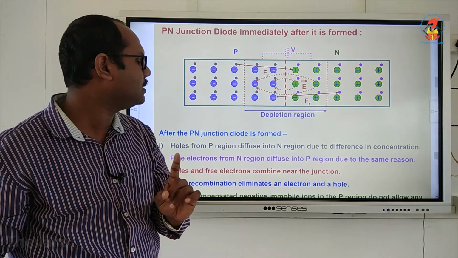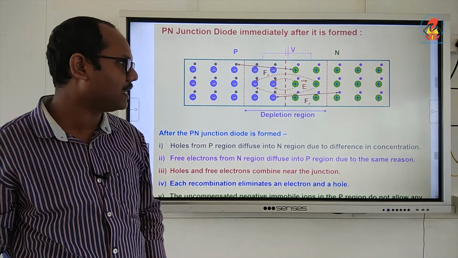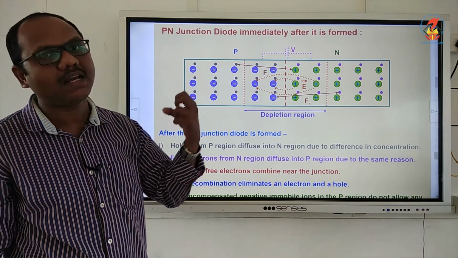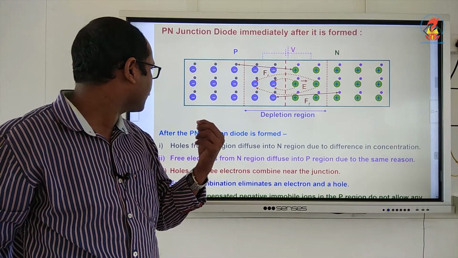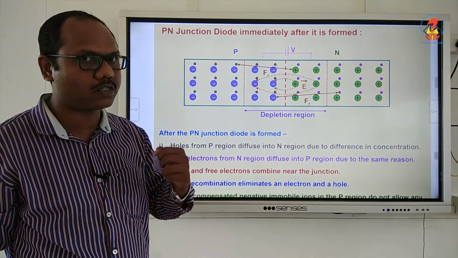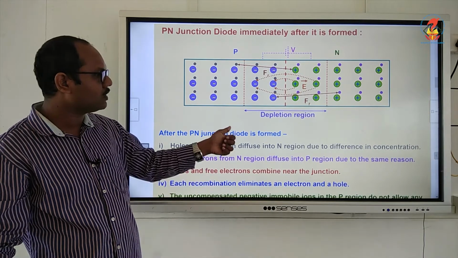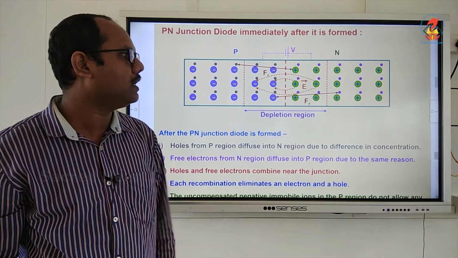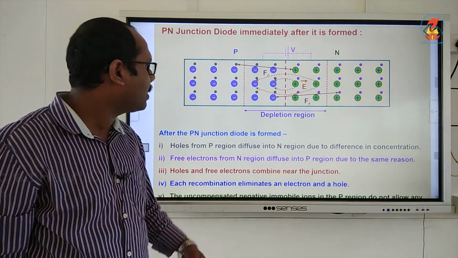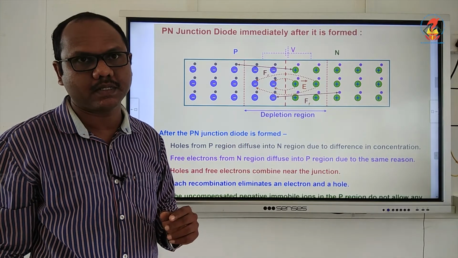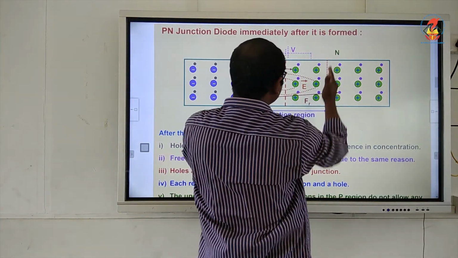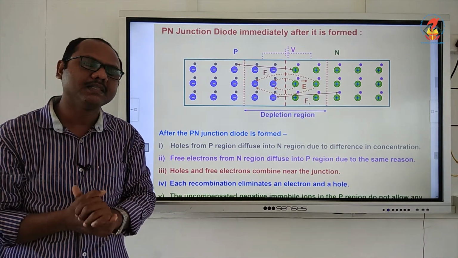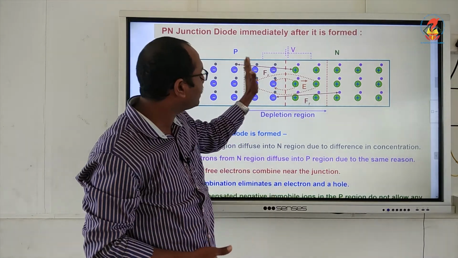So, imagine like this, holes from the P region diffuse towards the N region due to the difference in concentration, and they will combine with the electrons. Similarly, free electrons from the N region diffuse into the P region due to the difference in concentration, and free electrons will combine with holes. So, in this region, electrons and holes are combined. Then what will happen in this region?